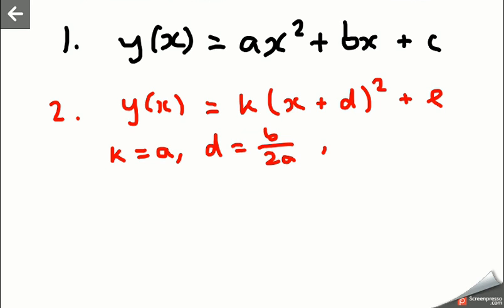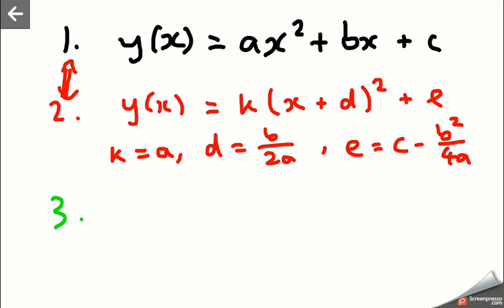It's off now. d equals b divided by 2a, and e is equal to c minus b squared divided by 4a. So we showed that in this case, in fact, 1 and 2 are exactly the same parabola. This section, however, we're going to learn a third form. Now, not every parabola can be represented in this form, but some can, and we're going to learn when they can and when they can't.